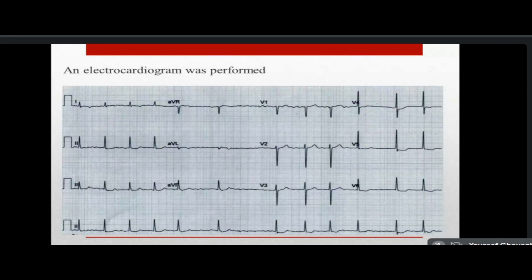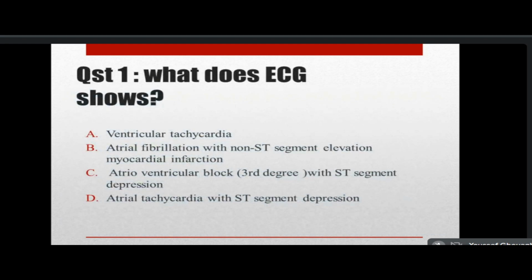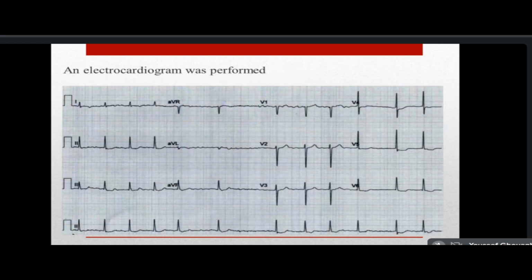An electrocardiogram was performed, and I want you to take a look at this electrocardiogram because the first question will be related to it. What does the electrocardiogram show? A, ventricular tachycardia; B, atrial fibrillation with a non-ST segment elevation myocardial infarction; atrioventricular block; or atrial tachycardia with ST segment depression. I will go back to the electrocardiogram and give you a few seconds to think about it.